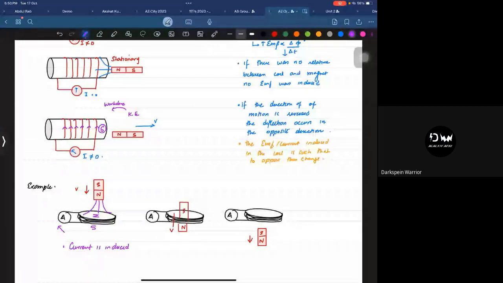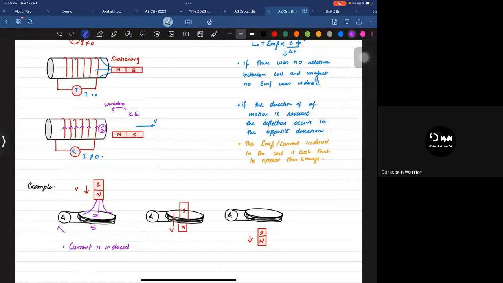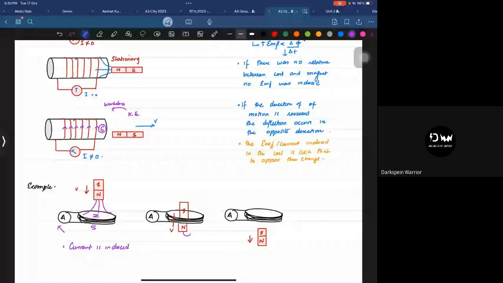What do you guys think? No. Why? Because the number of magnetic field lines will remain the same. Because when we drew the field in the previous chapter, we drew some fields. They look like this, right? Do you guys agree?